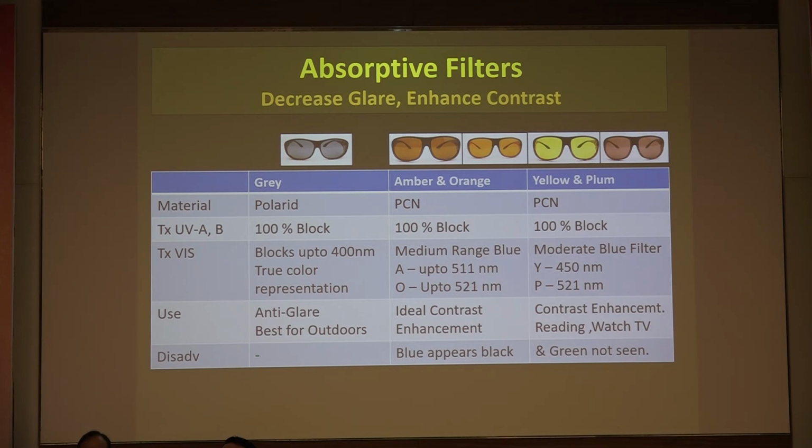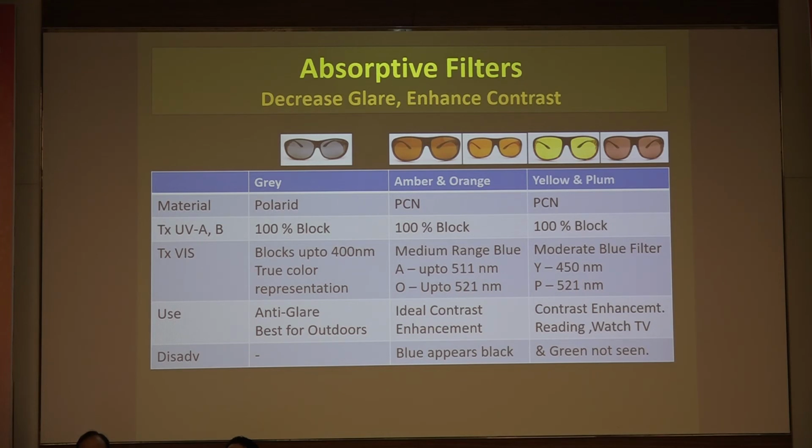So all these absorptive filters, sunglasses, the gray ones are basically Polaroids, and the amber, orange, yellow, and plum are made of polycarbonate. All of them block UVA and B 100%. Now, the Polaroids, the gray ones, and the amber ones also decrease the transmission of light equally for all the wavelengths, and therefore they are very good protectors from glare. Best used outdoors. All right?